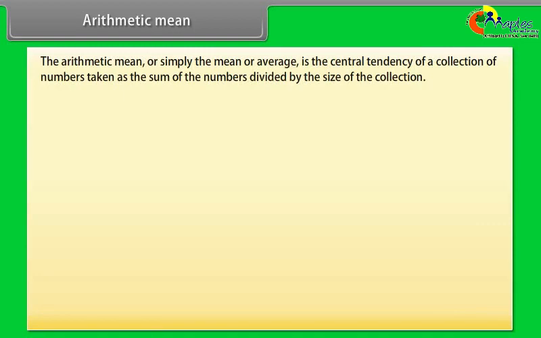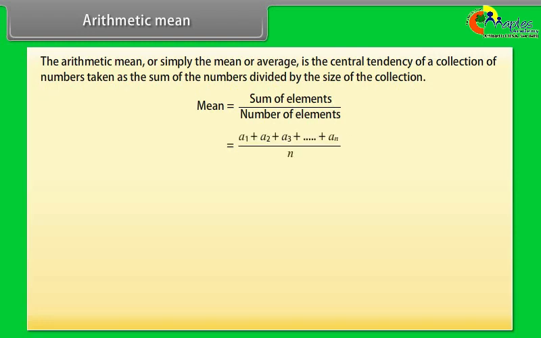Arithmetic mean. The arithmetic mean, or simply the mean or average, is the central tendency of a collection of numbers, taken as the sum of the numbers divided by the size of the collection. Mean is equal to sum of elements by number of elements, which is equal to A1 plus A2 plus A3 up to plus An by n.